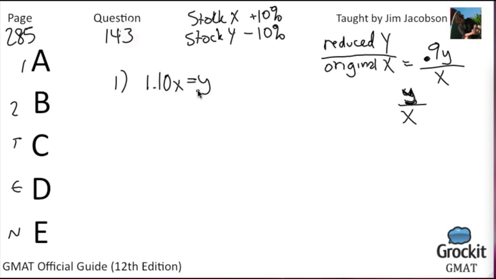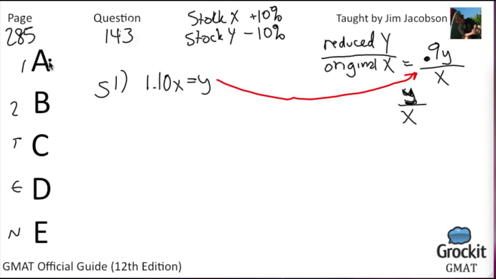So 110% of X is equal to the original price per share of stock Y, that's plain old Y. We can just substitute: we have Y equals 1.1X. This can be substituted into our equation here, so then it would just be a value for X, and we could solve. We would be able to solve for Y over X. So statement 1 is sufficient.